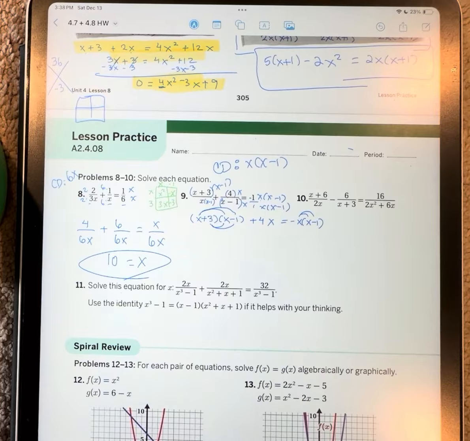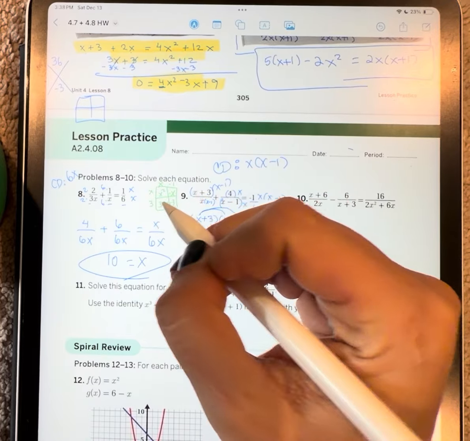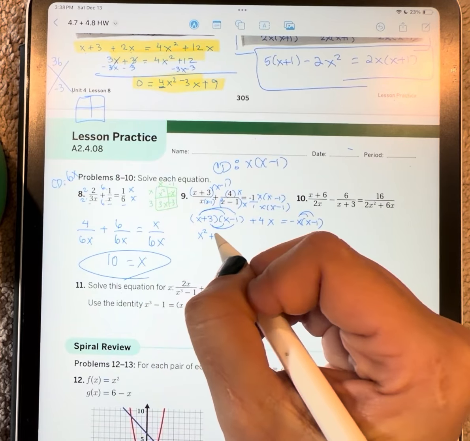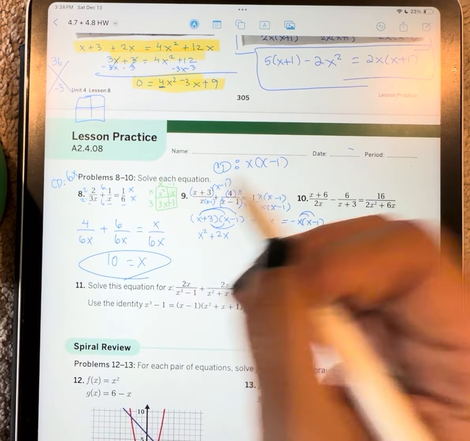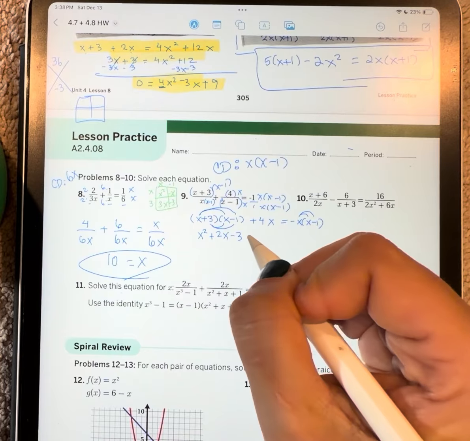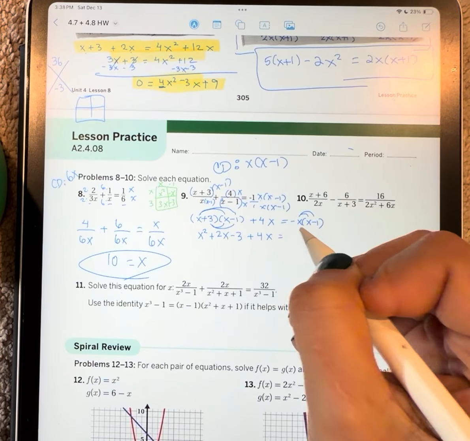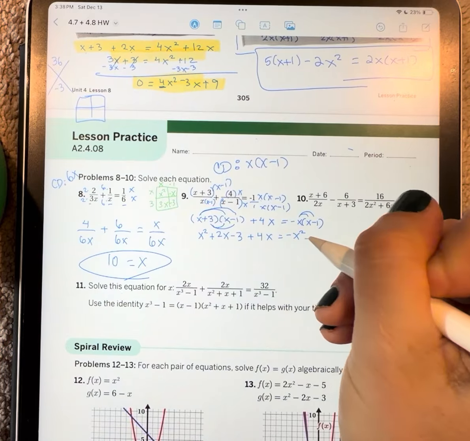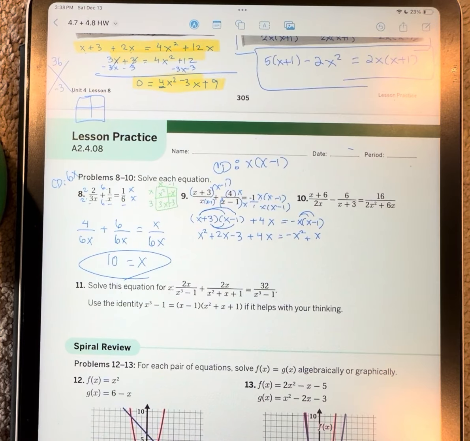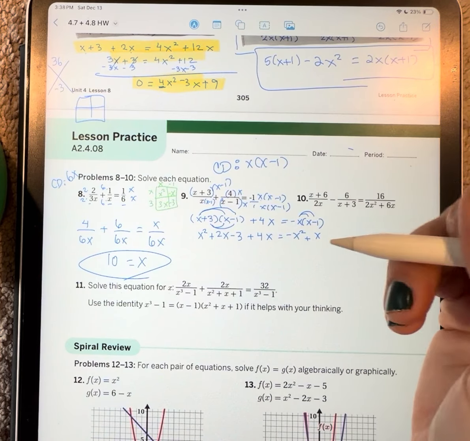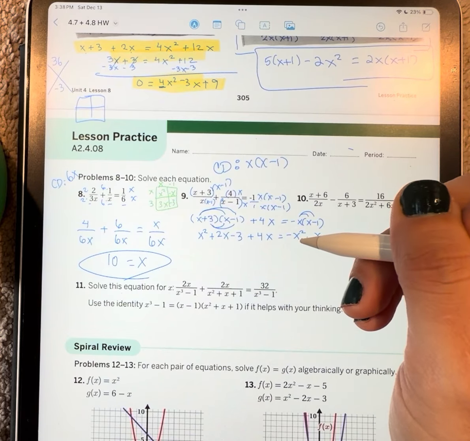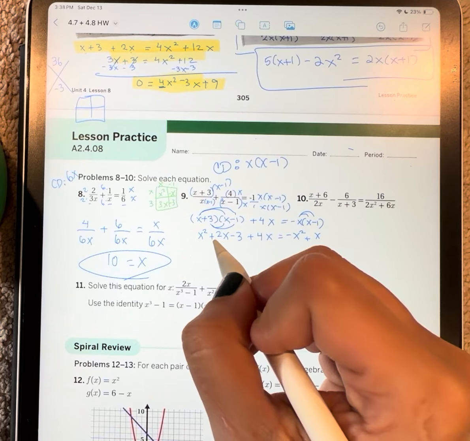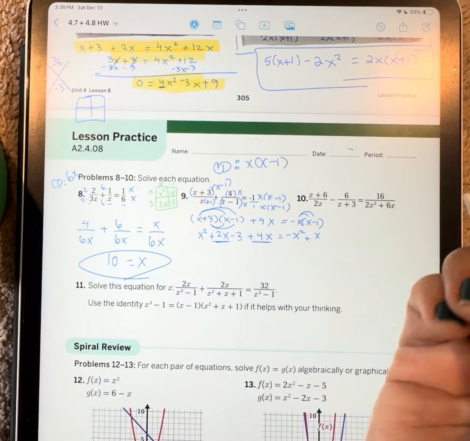So I can just come over here and rewrite this as x squared, 3x minus x is 2x, minus 3. And then plus 4x. And then equals a negative x squared. And then plus x. Okay? Now, don't get excited. All right? This x squared is not going to cancel with that x squared. Okay? So what I'm going to do is combine these like terms.